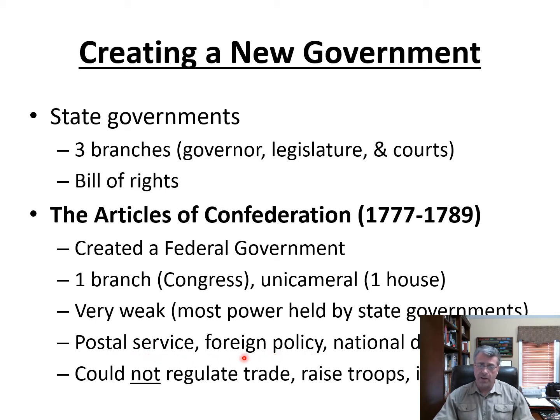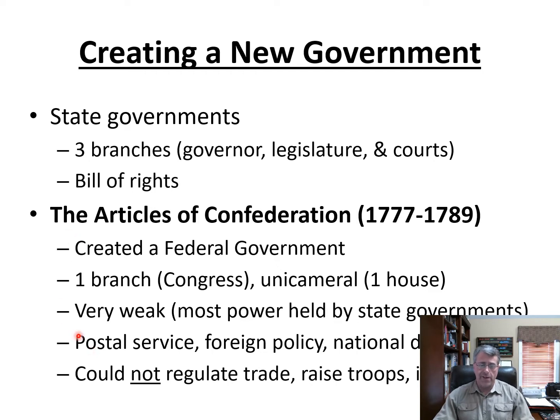Foreign policy, again, they believe that the war will eventually end and they'll have to negotiate some sort of treaty. And so Congress gives themselves the power to conduct foreign policy. And national defense, another obvious task here. They're in the midst of the war, and this is the primary function of Congress for the war years, at least, coordinating the war effort during the Revolution.